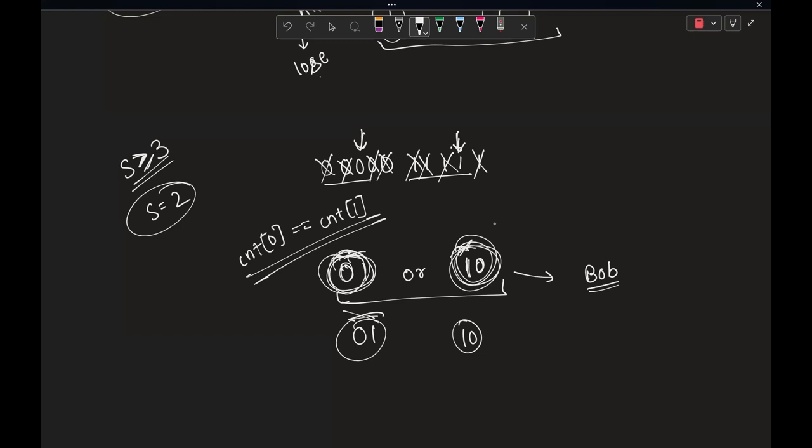Sir, can we just say that if only one character remains in the string, all the characters in the string are same? Yeah, if there is only one character remaining in the string, then obviously all the characters in the string are same because there is only one character.